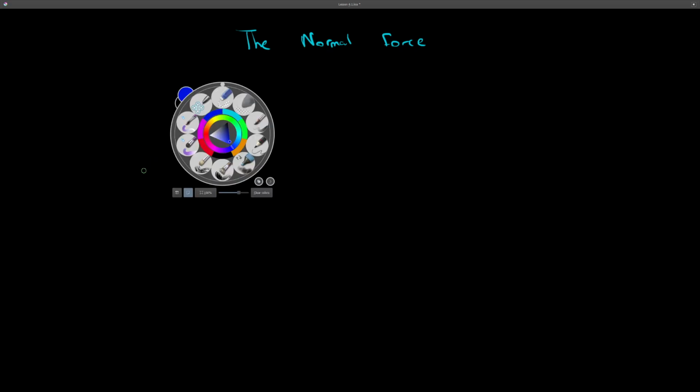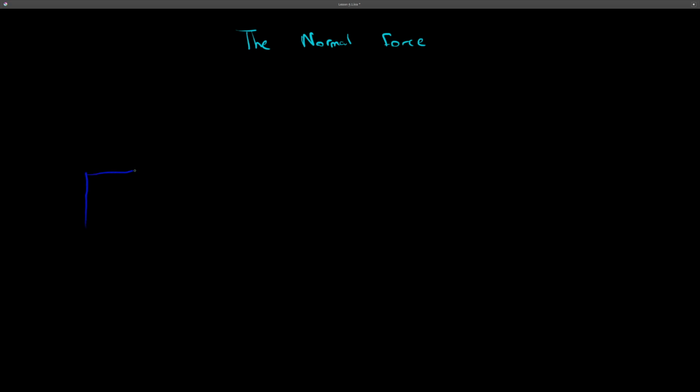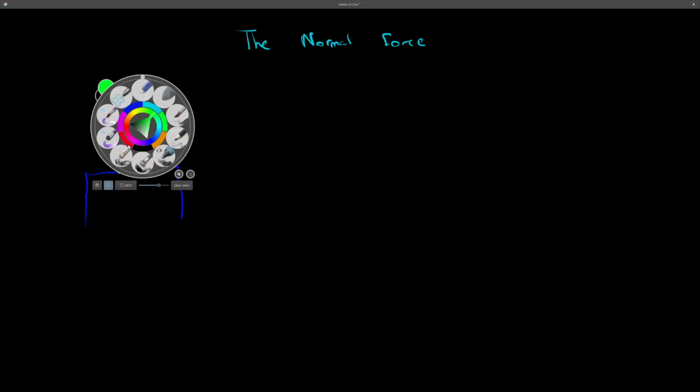So the first case is, for example, if an object is on a table. This is a table, and there's a book here. It lays at rest on this table. So it's sitting on this table at rest. So what are the forces acting on this object?